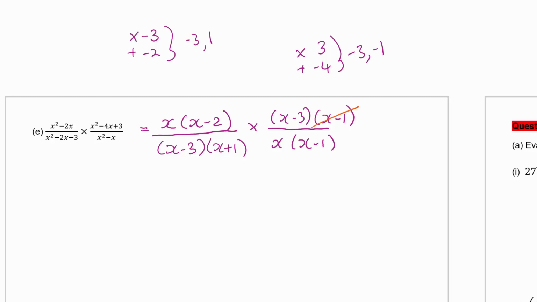So anything on the top goes with anything on the bottom. So x's will go, x minus 3's will go. And what are we left with? We are left just with x minus 2 over x plus 1.